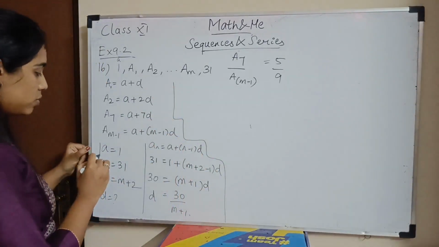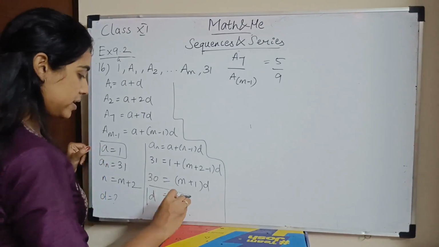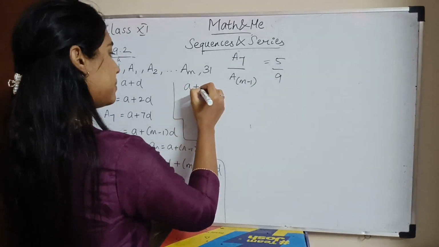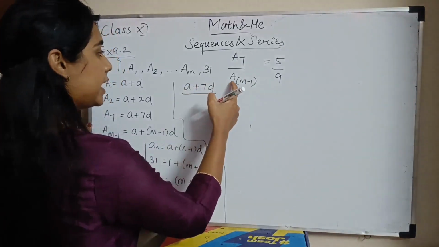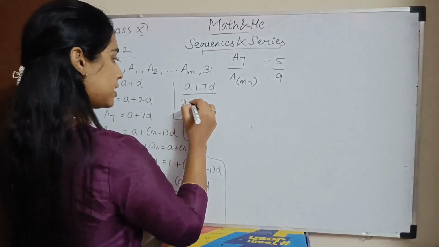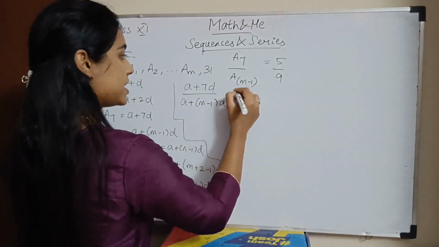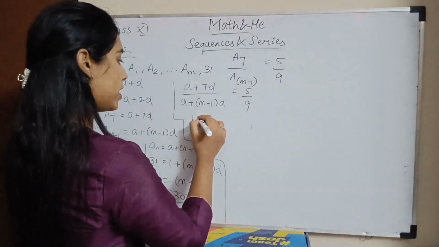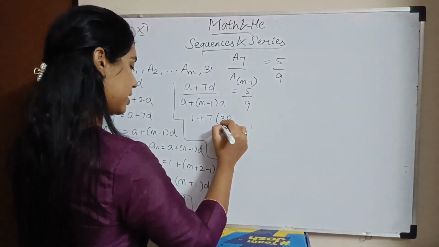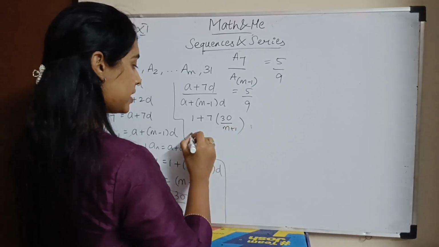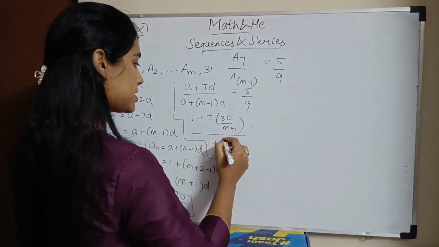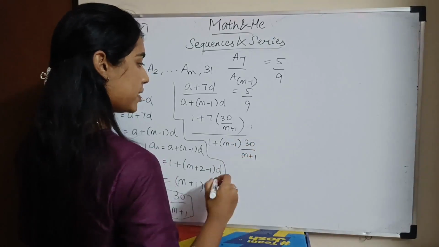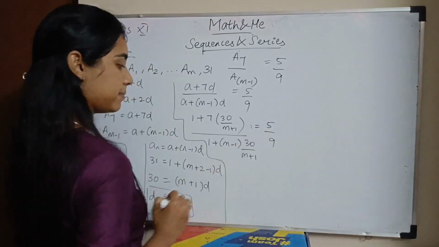Now I know what my A is and I know what my D is. Let us substitute in what we need. A7 is A plus 7D, divided by Am minus 1, which is A plus (m minus 1) times D, equals 5 by 9. So let me substitute the values. I have 1 plus 7 times 30 divided by (m plus 1), the whole divided by 1 plus (m minus 1) times 30 divided by (m plus 1), equals 5 by 9.